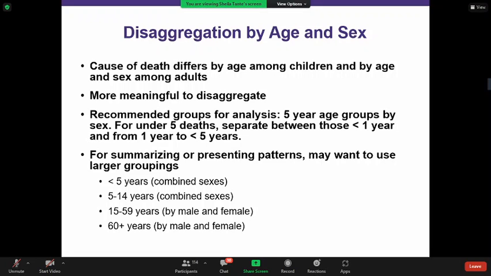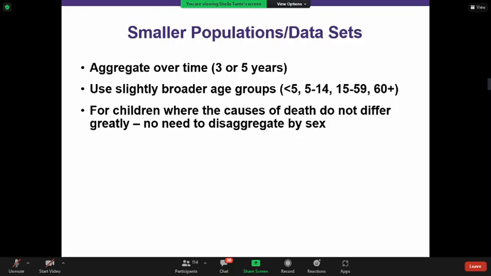So in looking into the disaggregation by age and sex, the recommended groups for analysis is 5-year age group. So by sex or under 5 deaths, separation between under 1 and from 1 to 5 years. Okay. So in presenting patterns for cause of death, this one is more appropriate. So less than 5 years, 5 to 14 years, 15 to 59, and 60 plus years, okay? So age grouping, in order for that to be more minimal. And we all know that under 5 years old has more or less similarities in terms of the causes of death, okay? However, if there are only smaller populations or data set, we can disaggregate 3 years. Okay.